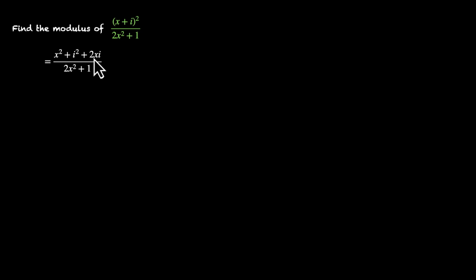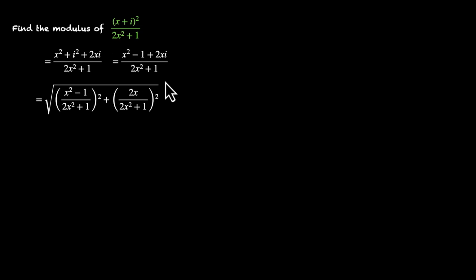If we split the numerator into its real part and its imaginary part, we'll have x square minus 1, since i square is minus 1. That's the real part. And 2xi is the other term, 2xi divided by 2x square plus 1. So the real part is (x square minus 1)/(2x square plus 1), and the imaginary part is 2x divided by (2x square plus 1). So the mod will be square root of real part square plus imaginary part square.